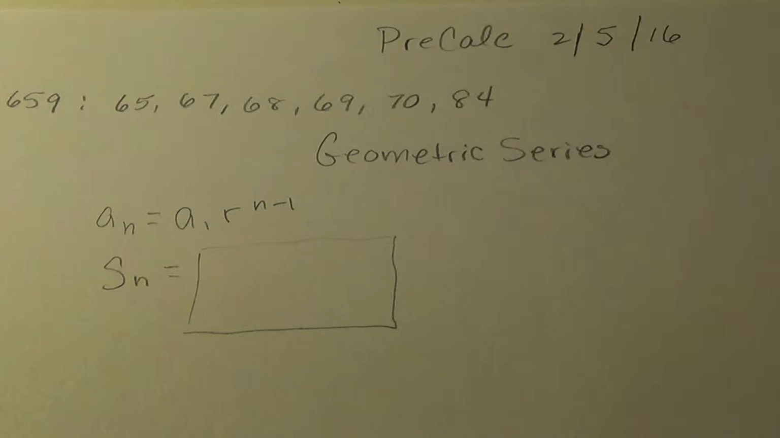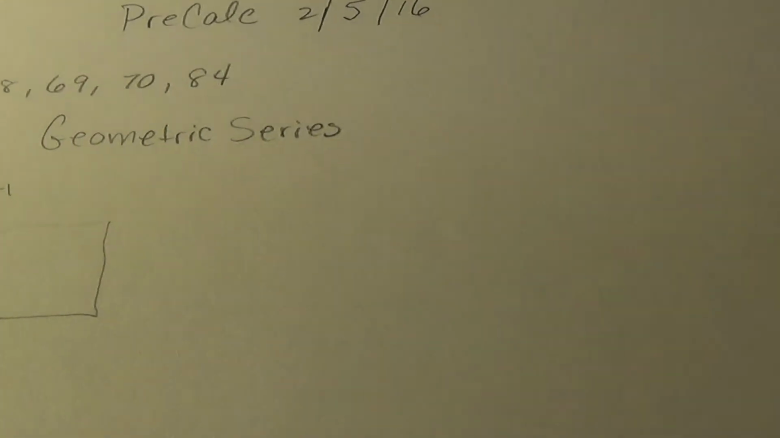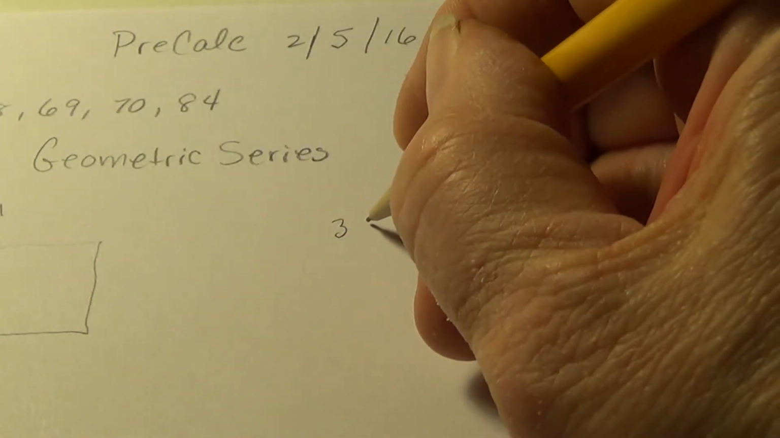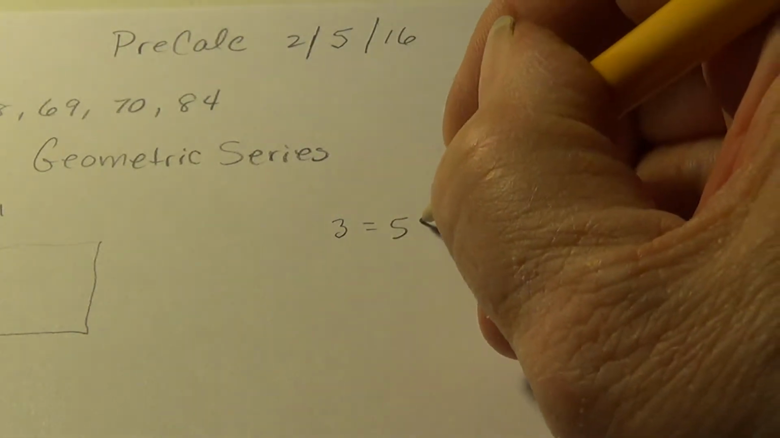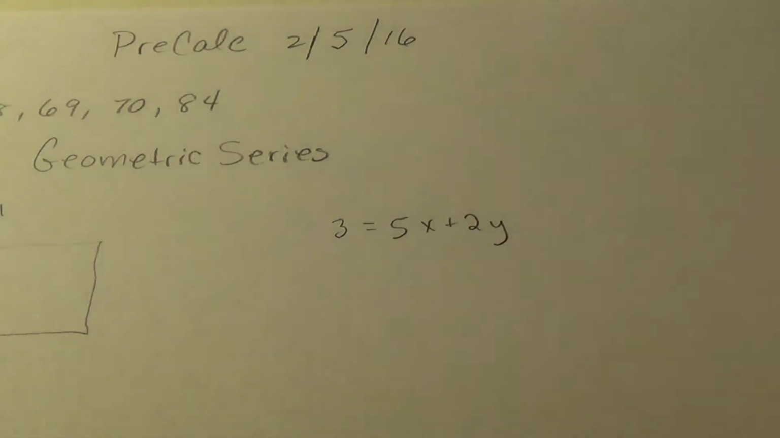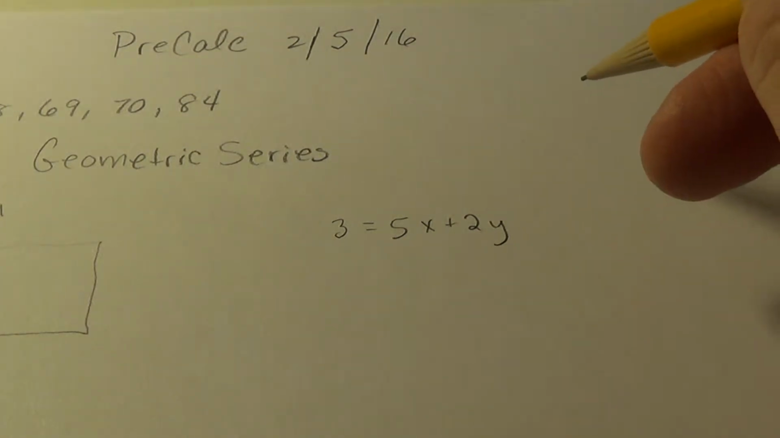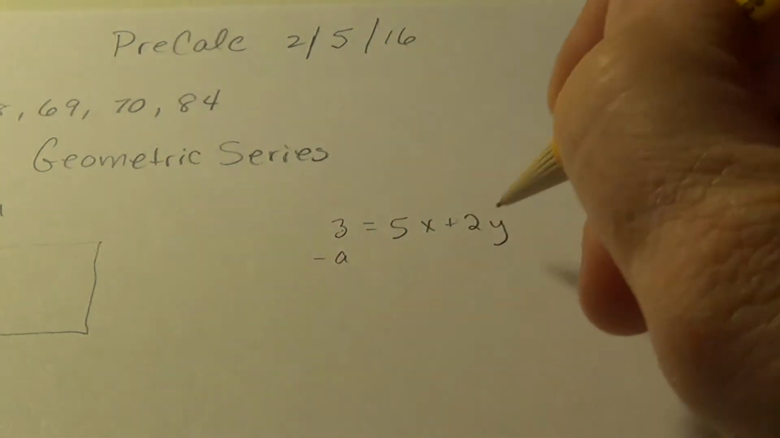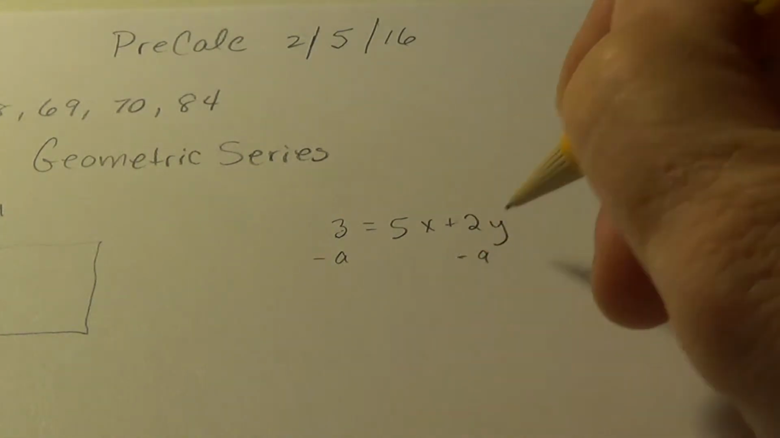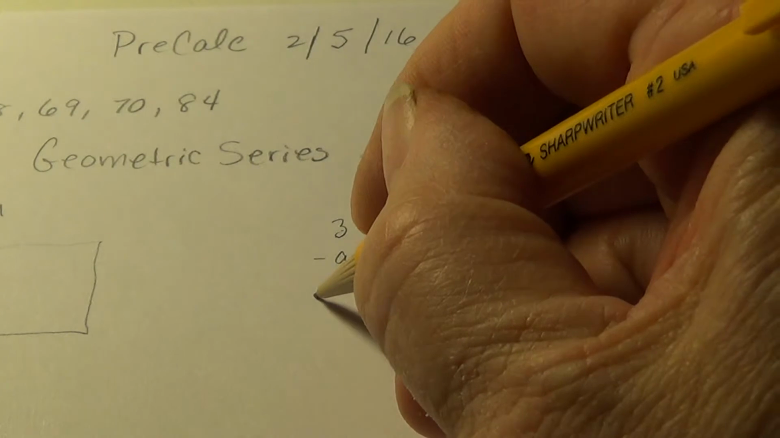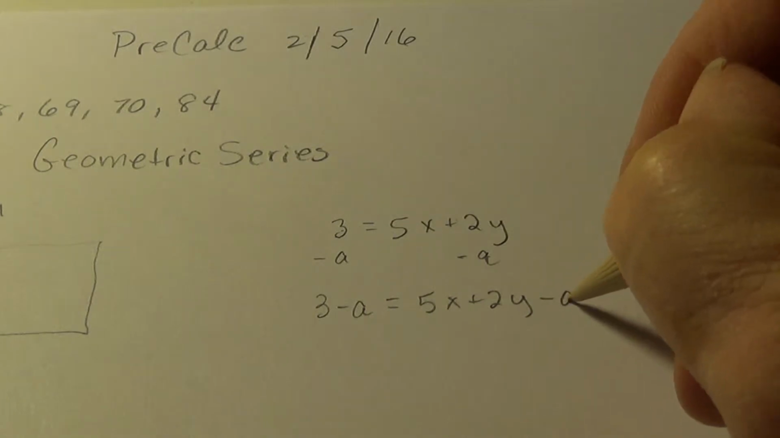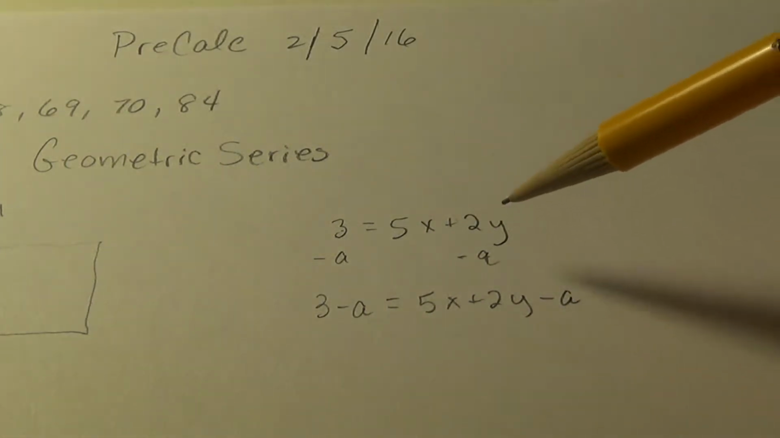So before I do that, let me take a little trip into the algebra. Just reminding you, because this will show up in the development right away, suppose I have an expression like this: 3 equals 5x plus 2y. As you know, we're allowed to subtract a value from both sides if it's the same value. So I can subtract an a from this side and an a from that side, and I normally would write it 3 minus a equals 5x plus 2y minus a. So that's a subtraction property of equality.